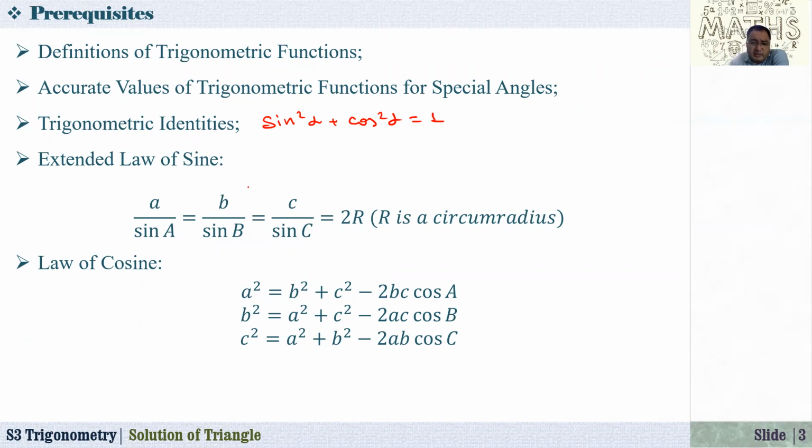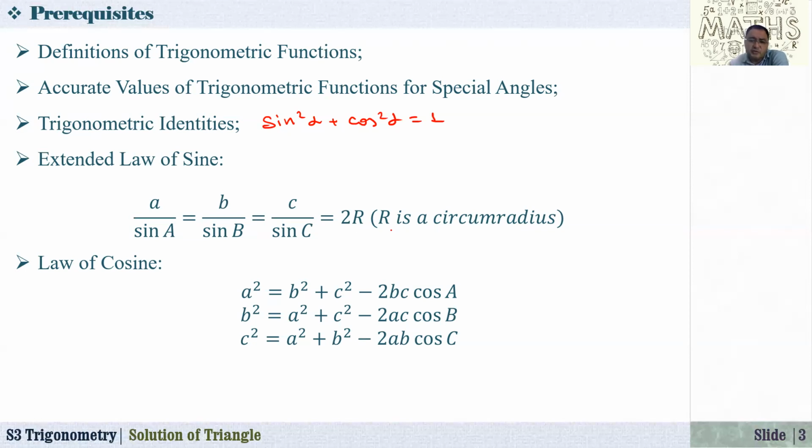Extended law of sine. Actually, the sine rule says that if you are given any triangle, and A, B, C are sides, and capital A, capital B, capital C are the corresponding angles, then these ratios are equal. A over sine of A is equal to B over sine of B is equal to C over sine of C, which is equal to 2R. What is R? It is the circumradius.